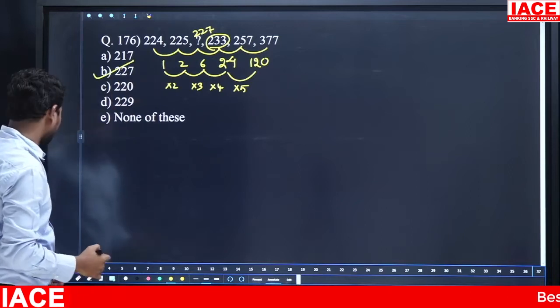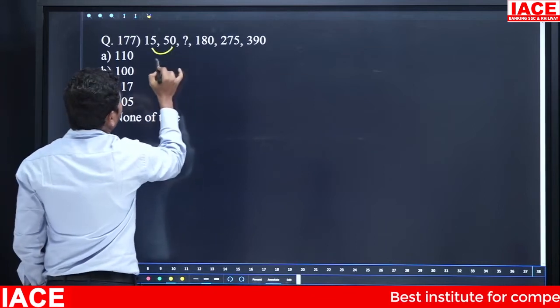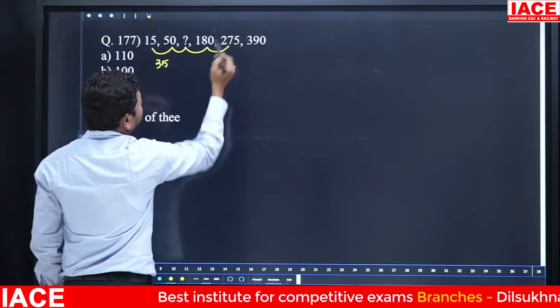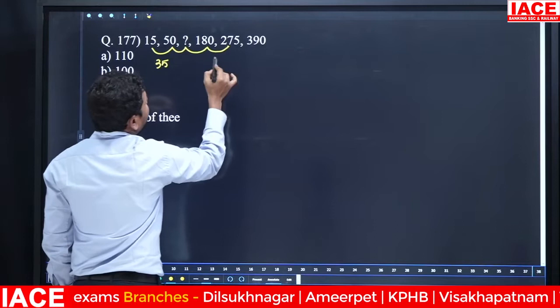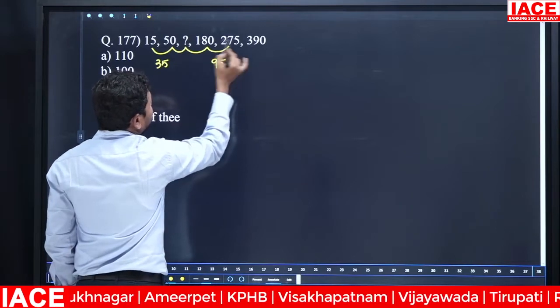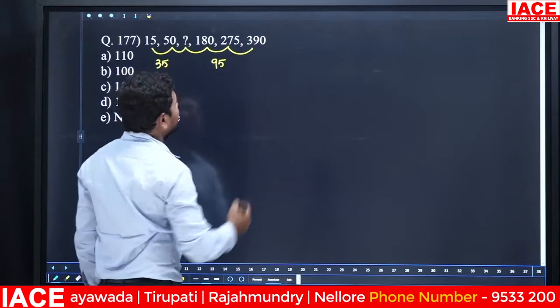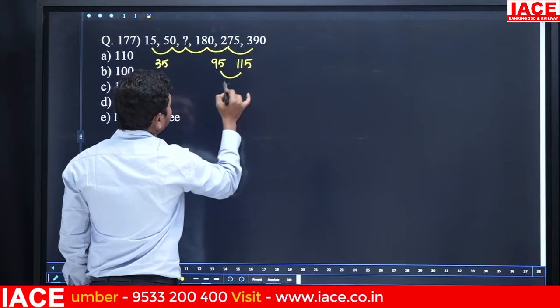Option B. Next, 15, 50. It is a 35 added. Here, 180 became 275, means how much added? Look here, 180 to 275 means 95 added. 5 plus 0 is 5. 18 plus 9 is 27. Then 275 became 390, means how much added? 115 added. Here the increase is by how much?